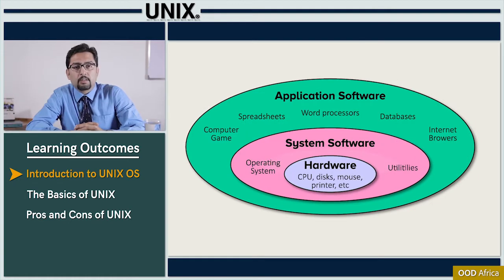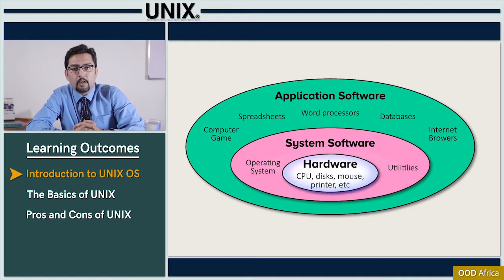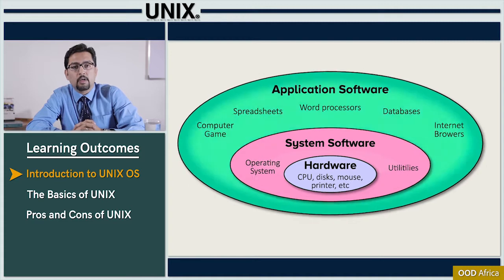As you can see, the system software acts as the medium between the hardware and the application software. In simple terms, the system software operates the computer hardware and provides the platform to run application softwares.